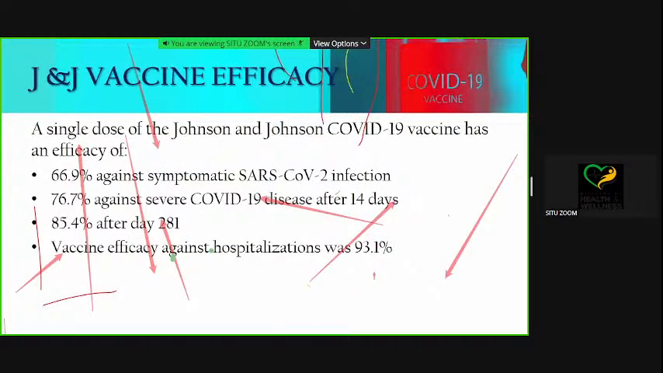Johnson & Johnson comes in, it prevents hospitalization in 93% of persons. So even if you get it, you're not going to go to hospital. The hospitals are overcrowded, and it makes sense, as foreign hospitals are crowded too. So these are vaccines that can help.